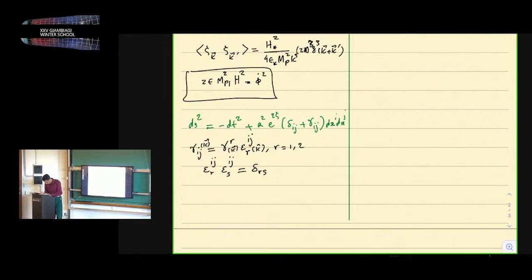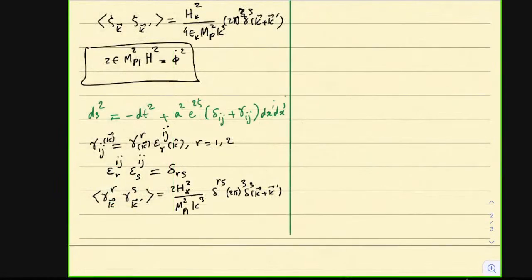And then the final result for the spectrum of tensor modes turns out to be the following. The correlator of gamma r of k and gamma s of k prime is equal to H star squared, with a factor of 2, over Planck mass squared k cubed, times delta of r and s. So the two polarizations are decoupled from each other, and then there is the usual delta function of momentum conservation that comes from translation invariance.